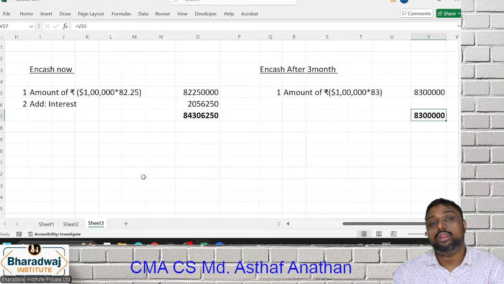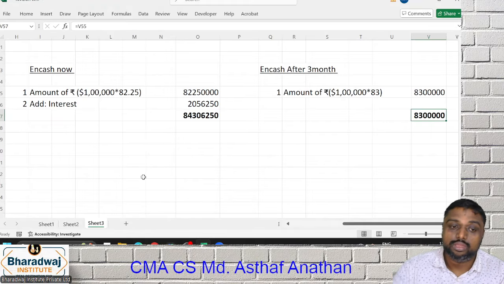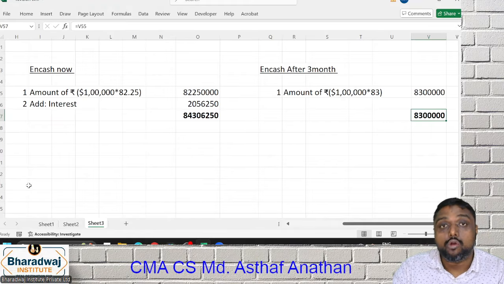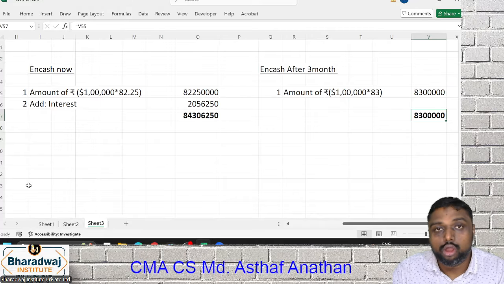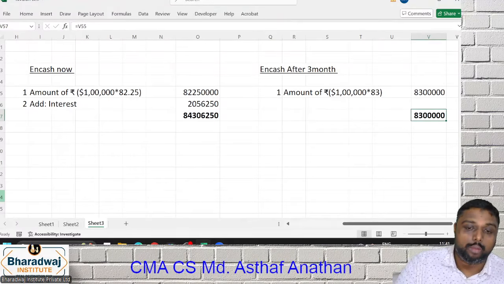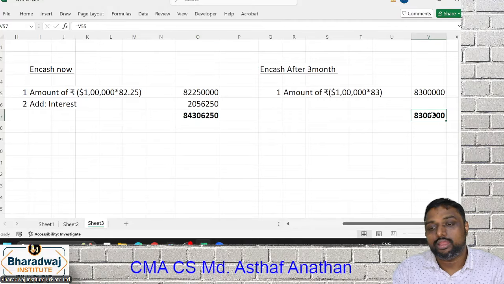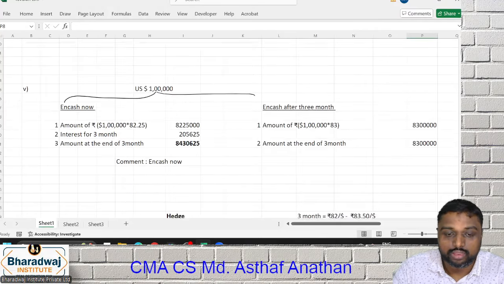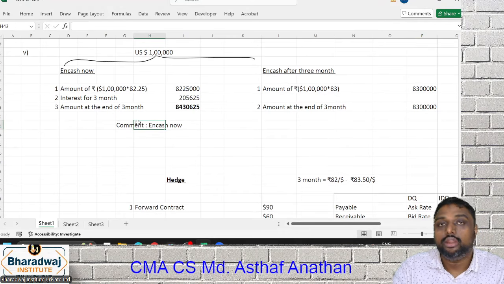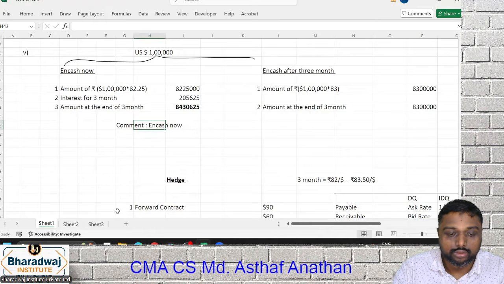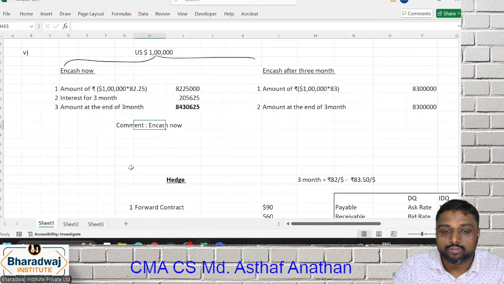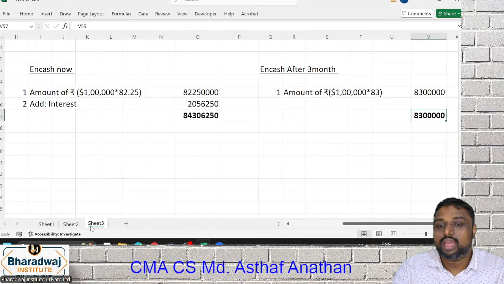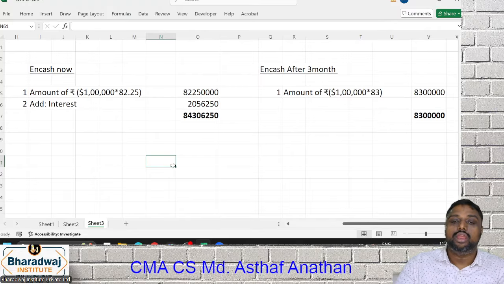So which is best, my dear friends? 84 lakh or 83 lakh, which is best? More the amount, better the option. So you will encash now. That will be the best option for you. So you can give the comment: you can encash now. So this is how we have to approach, friends. Higher the benefit, better the option. So this is how you have to make it, my dear friends.